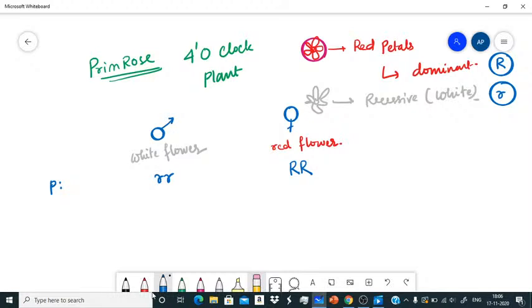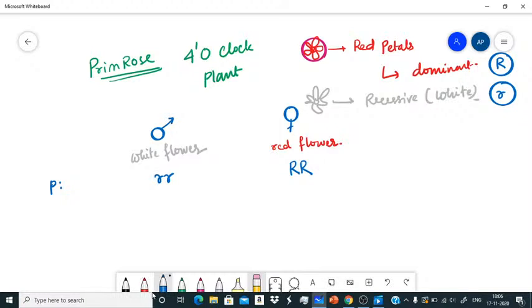Right. Now we want to do a monohybrid cross with this gene for petal color. Now we are taking a male which has white flowers. If the male has white flowers, that means the genotype of the male will be small r, that means recessive. And we take a female which has red flowers. So as the female has red flowers, it will be dominant, that means capital R, capital R, right?